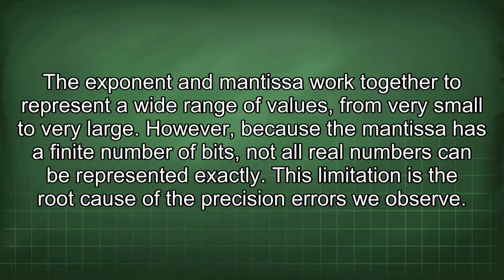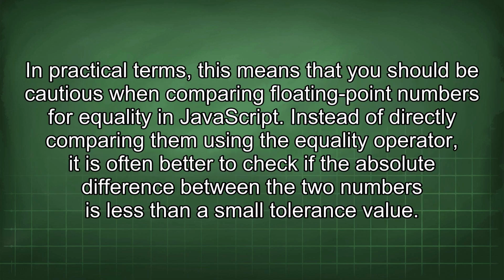The exponent and mantissa work together to represent a wide range of values, from very small to very large. However, because the mantissa has a finite number of bits, not all real numbers can be represented exactly. This limitation is the root cause of the precision errors we observe. In practical terms, this means that you should be cautious when comparing floating point numbers for equality in JavaScript.